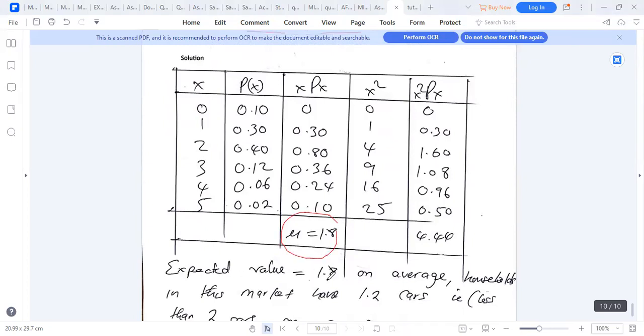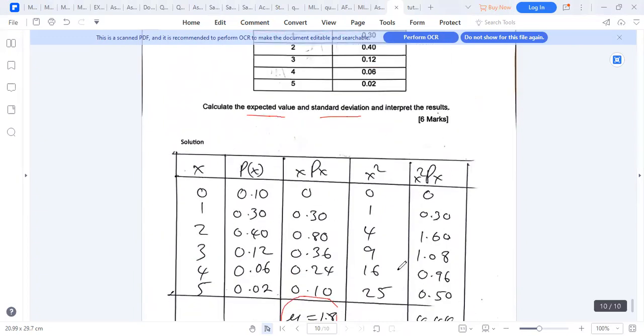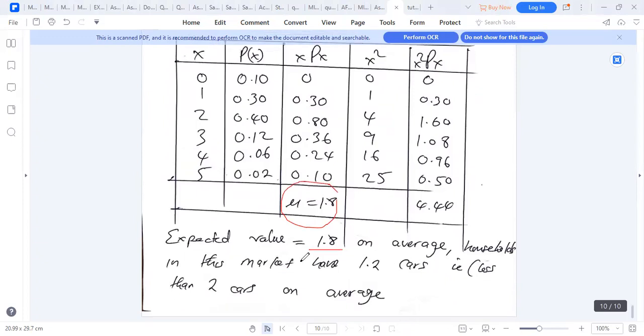So expected value is 1.8, which means that on average, what does this mean? It means that on average, households in this market have 1.8 cars. I.e., this means on average, you have less than 2 cars.